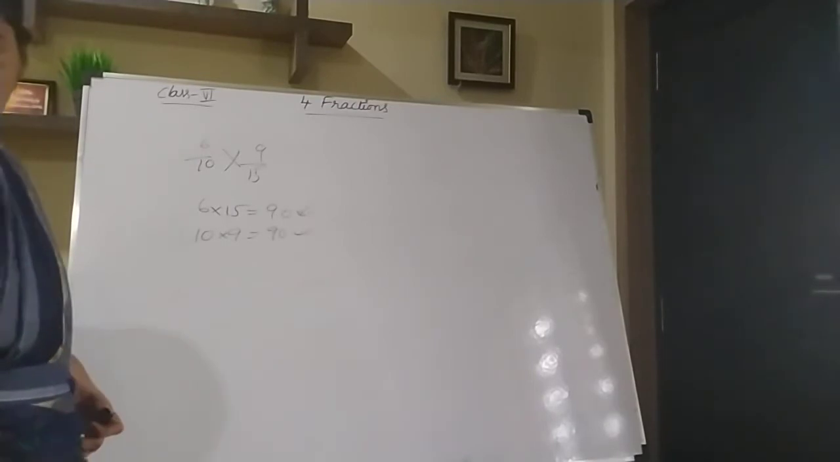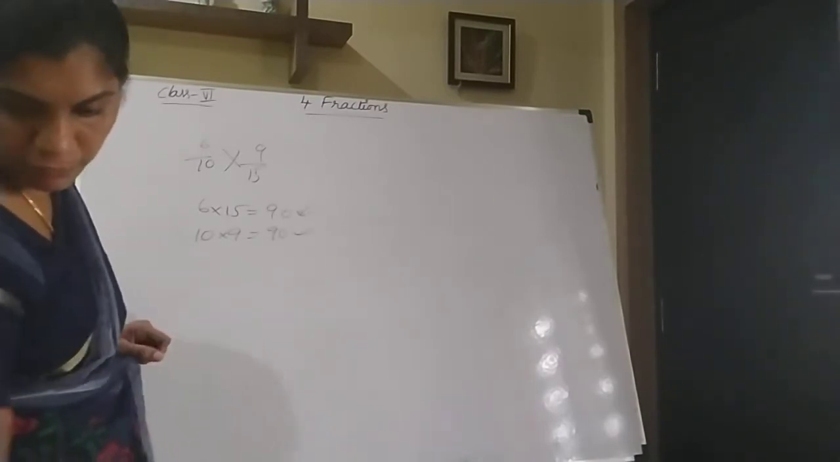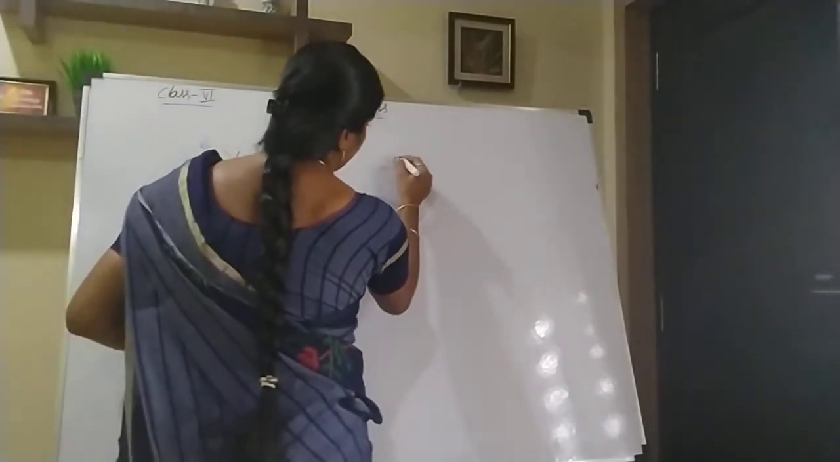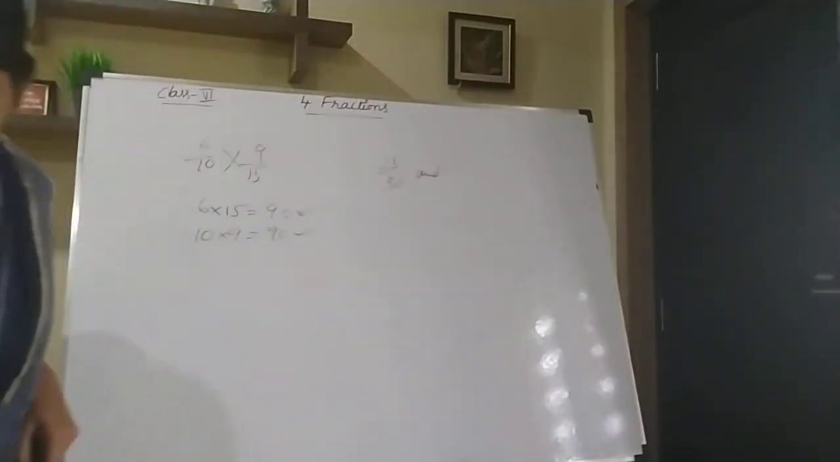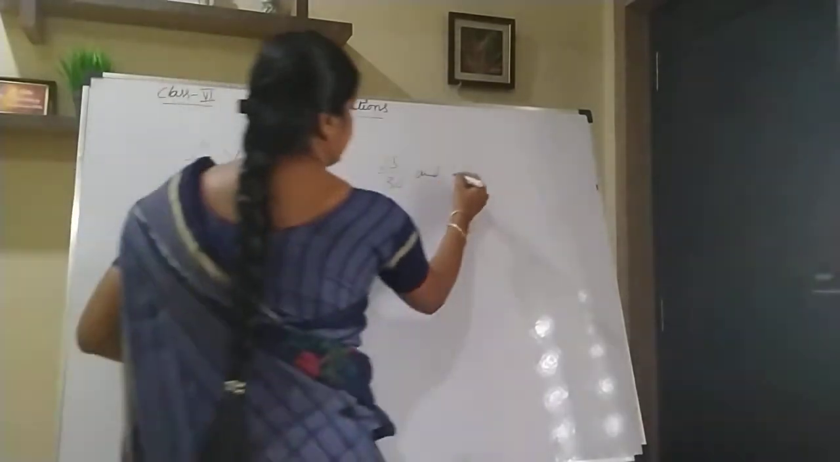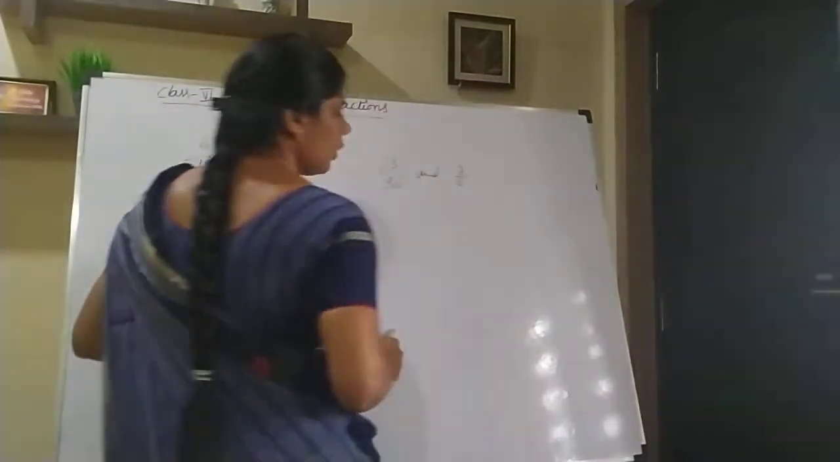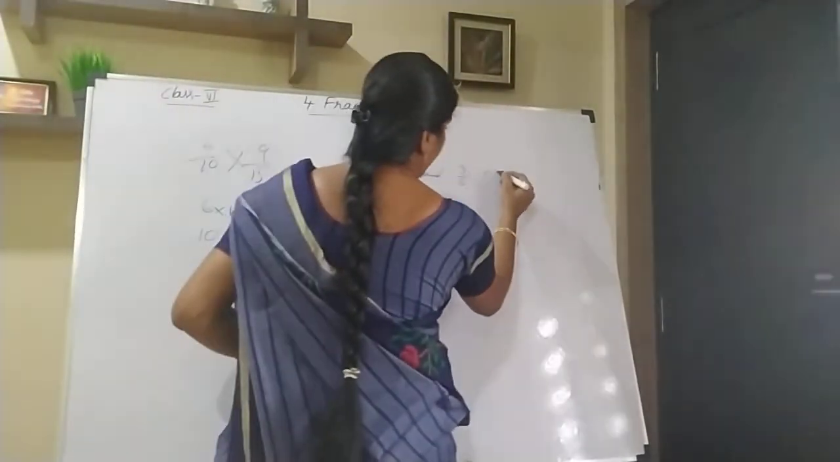Okay. Now again I will explain this one. 25 by 36 and the next number is 5 by 6. Now we have to check equivalent or not.